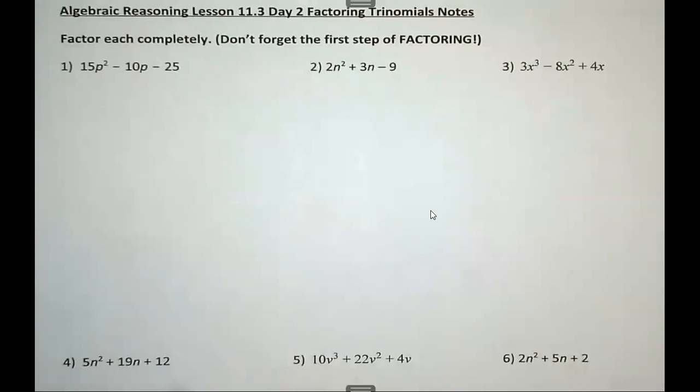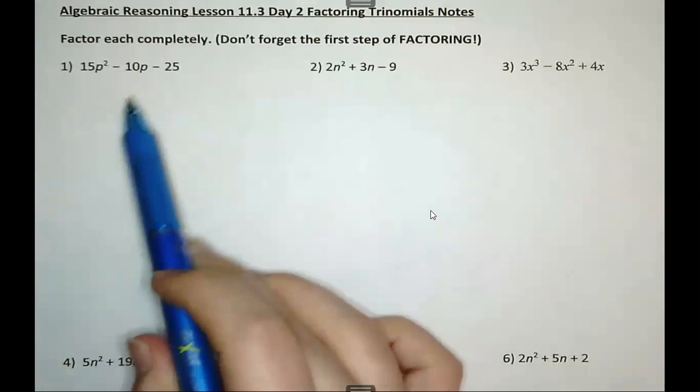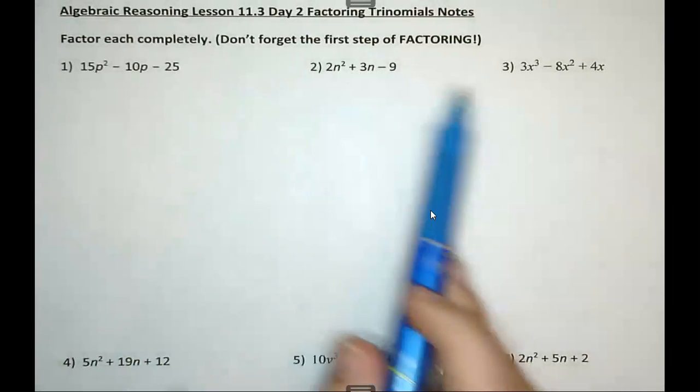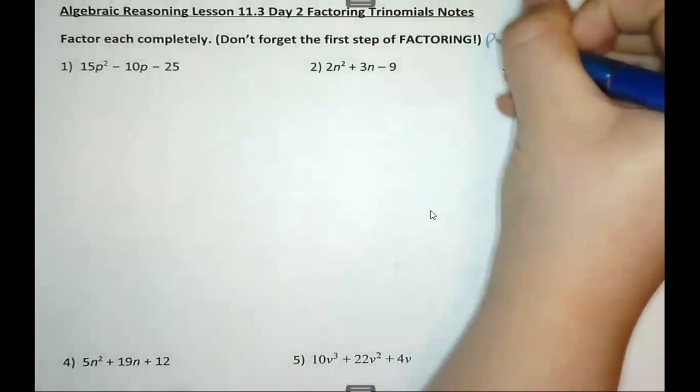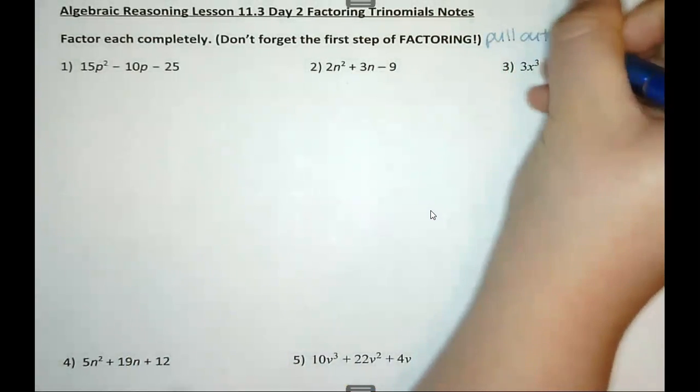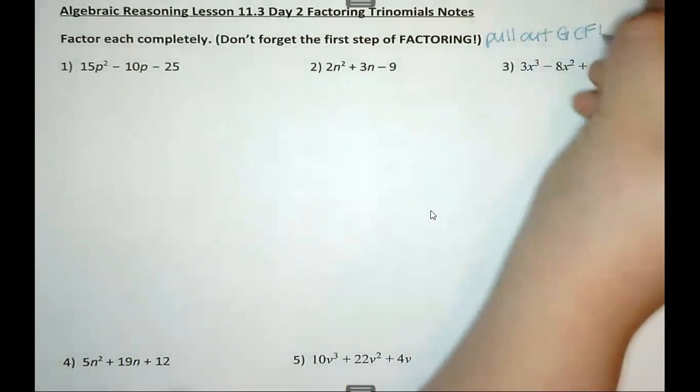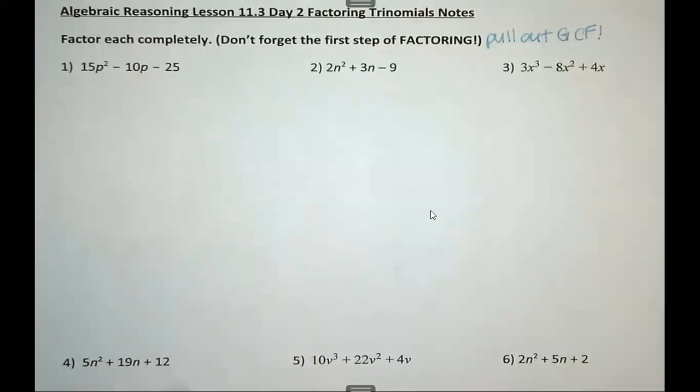Okay, so in today's lesson, we are going to talk about what happens when we try and factor and we don't get that 1 in front of our x squared like we like to have. So it says when we are factoring, don't forget the first step. Our first step is always to pull out the GCF. So we always do that first.